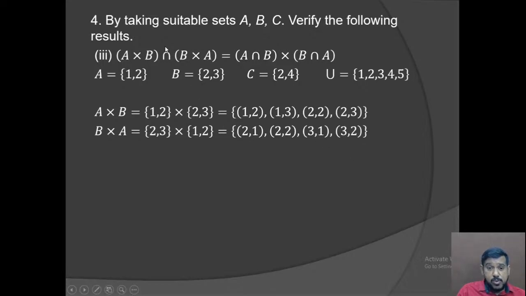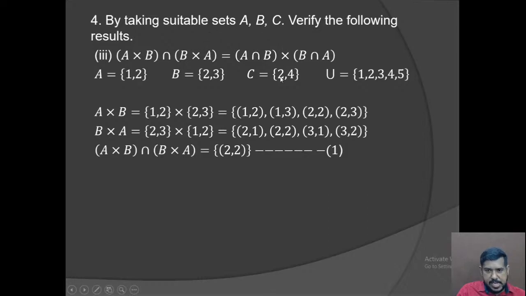Now you have to intersect. What do you mean by intersection? You have to take the common elements from both the sets. So A cross B intersection B cross A is equal to, from this set and this set, we have to check for the common element. Only (2,2) is common in both the sets, isn't it? So that only I can take. So the set of (2,2) is the common set. Okay, right. So consider this as equation 1.